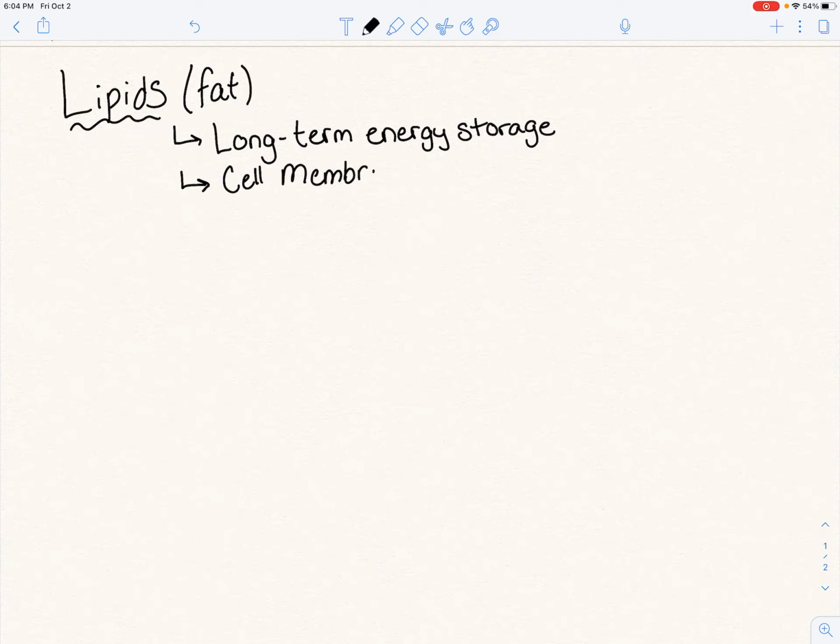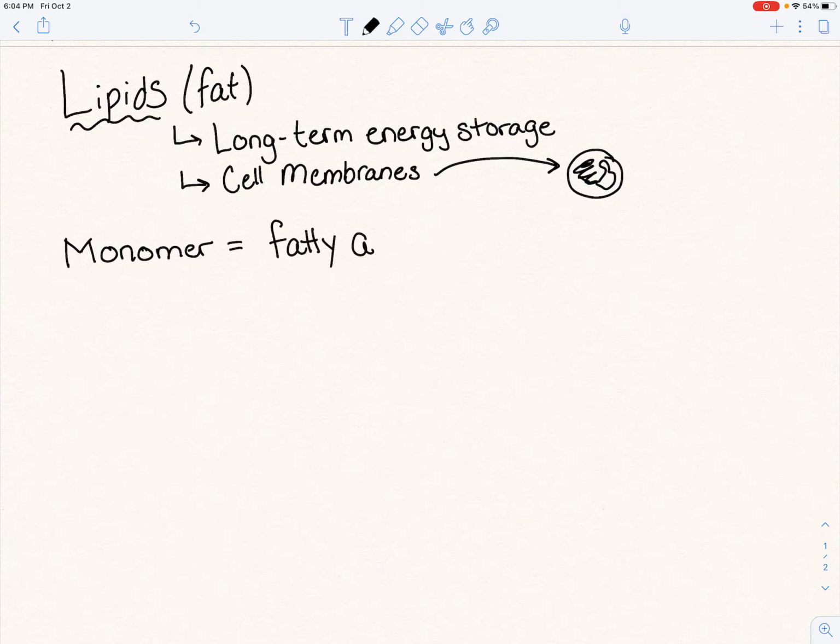So remember, you are entirely made of cells, and each of those cells is encapsulated or surrounded by a membrane that is composed almost entirely of lipids. One of the other things we said was that a monomer of a lipid, meaning the building block, is a fatty acid. So it's going to be important that we know what a fatty acid looks like.